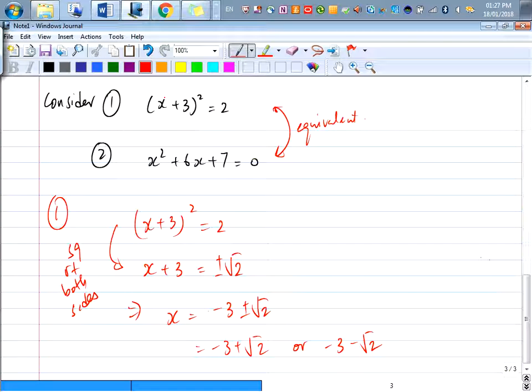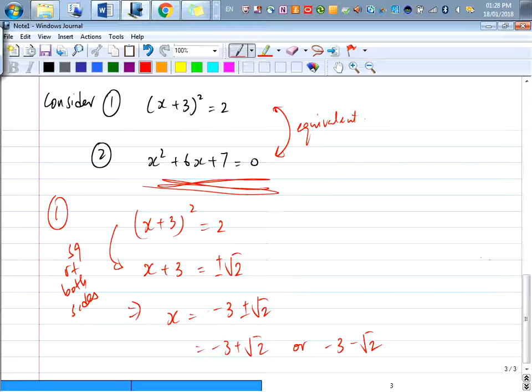So now, let me ask you the same question again. Do you prefer to solve equation 1 or equation 2? How many of you prefer to solve equation 1 now? All you need to do is to just square root both sides. How many of you still prefer to do equation 2? Cannot be that because you can't solve equation 2 by factorization.